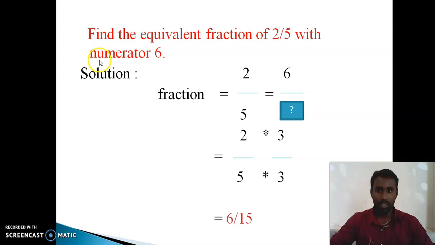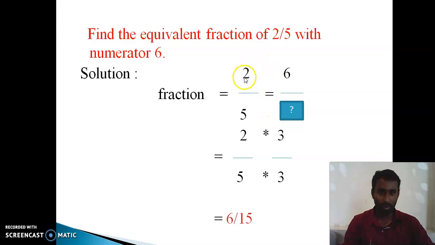Can you understand? Here, find the equivalent fraction of 2 by 5. For this fraction, what is the equivalent fraction? The new equivalent fraction's numerator should be 6. So I have written 6 here, and I put a box with a question mark to indicate the new number will come. So which number will come?